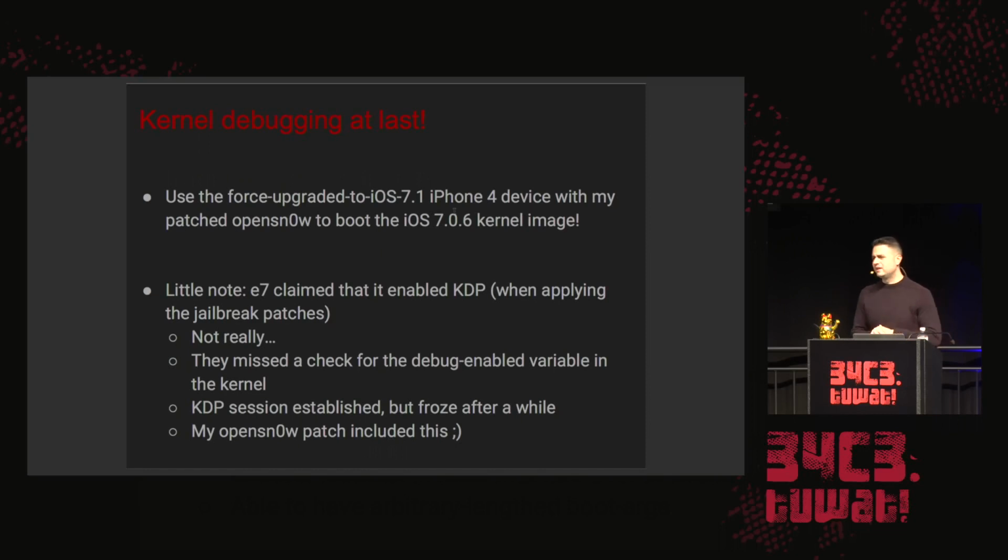Now, one side note here is that as I was doing that and I was trying to add to OpenSnow all the patches to the kernel to enable kernel debugging, I was reversing the Evasion 7 binary as well. The Evasion 7 binary, after it exploited the kernel, was patching it to enable kernel debugging. So I was just copying their patches, right, and adding them to OpenSnow. But I realized at some point that they missed some check of the debug-enabled variable, and KDB wasn't really working.